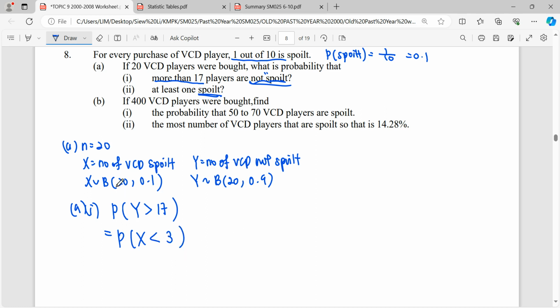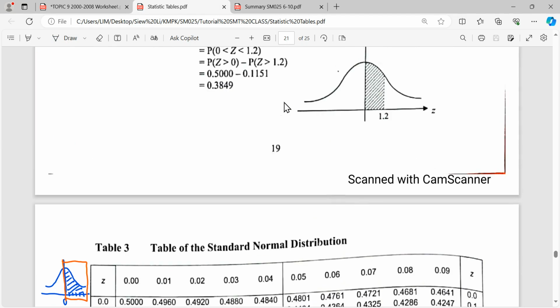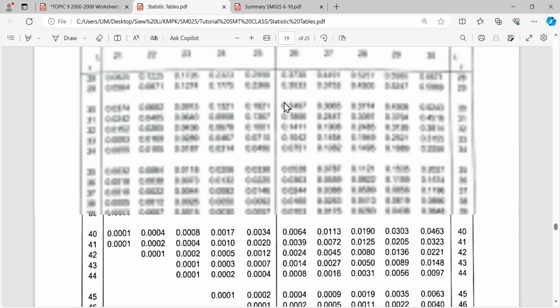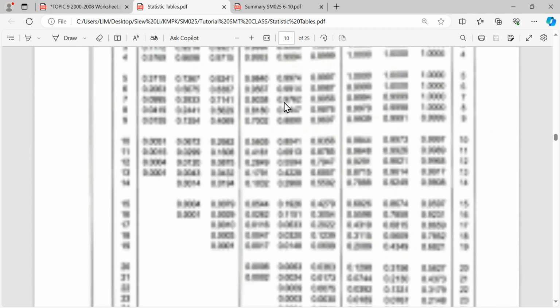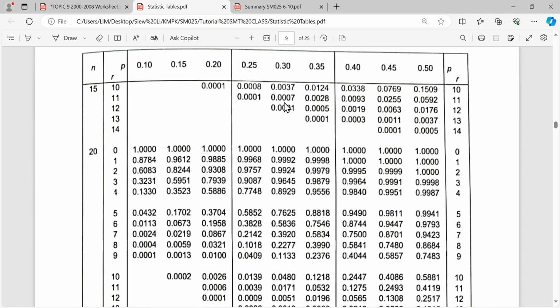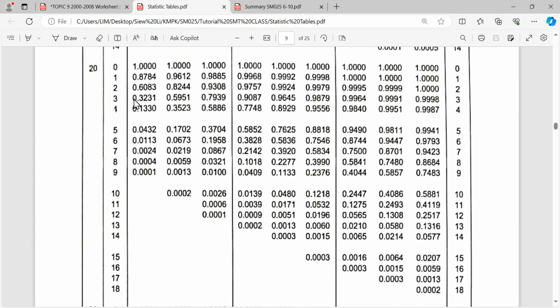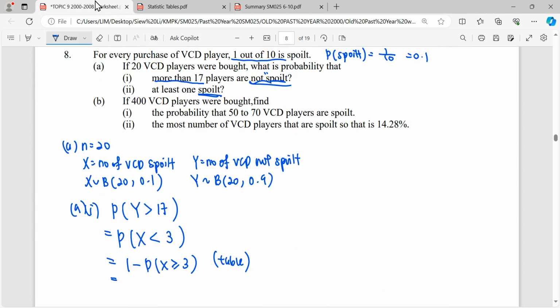So we can use the distribution X distributed binomial 20, 0.1, referring for this X. So refer to the table, we need more than or equal. You want less than 3. To get more than or equal, 1 minus P(X more than or equal 3), to read from table. So statistic table, sample 20, p 0.1, read for 3.